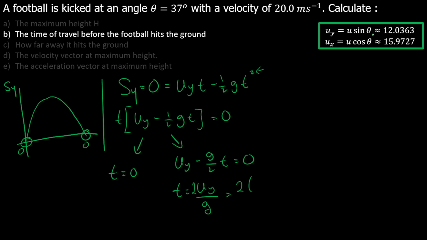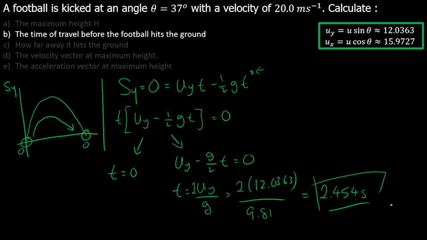So uy here, as we can refer back to, is 12.0363 over 9.81. This would give us a value of 2.454 seconds. So it takes the football 2.454 seconds to get back to sy equals 0. Okay, so that is our solution.